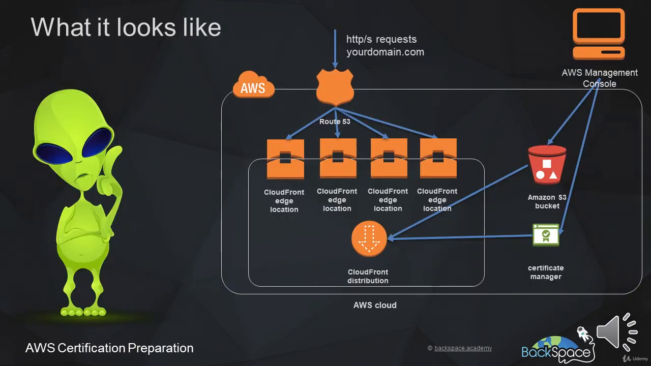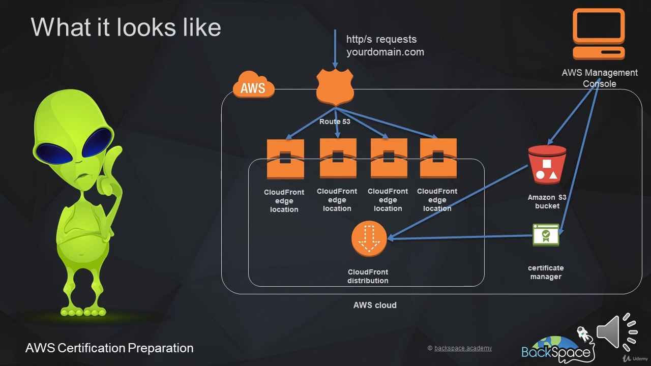Now, what will this look like? Our request to our domain name will come to Amazon Web Services through the AWS Route 53 service. From there, it will distribute our request to a CloudFront edge location close to us or close to your end user. So for example, if your end user is located in Australia, then they'll most likely end up getting their content delivered from the Sydney edge location.